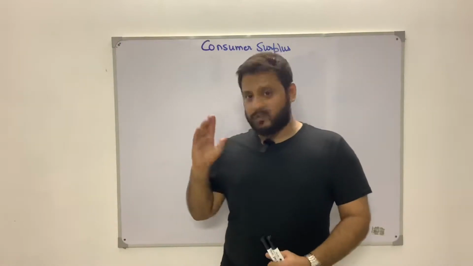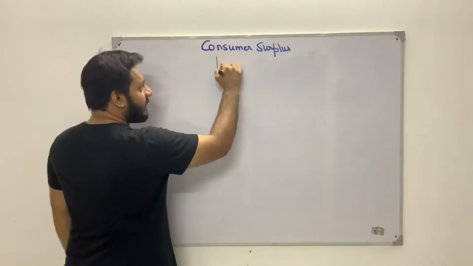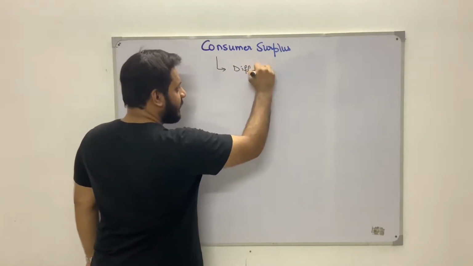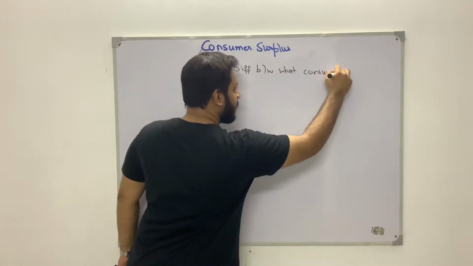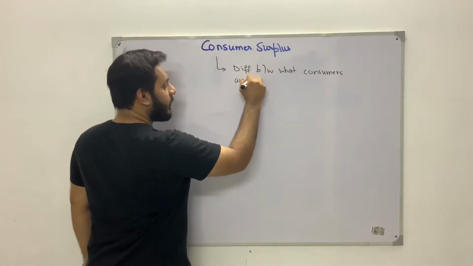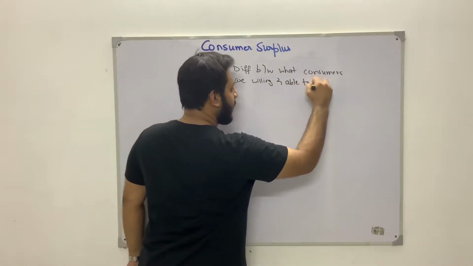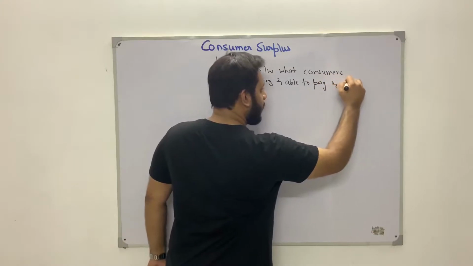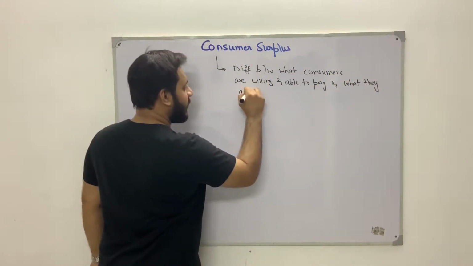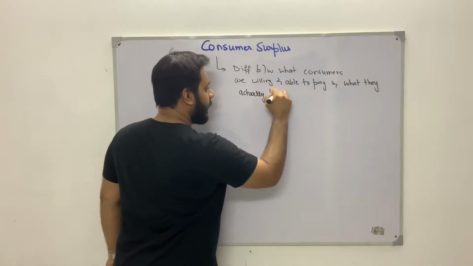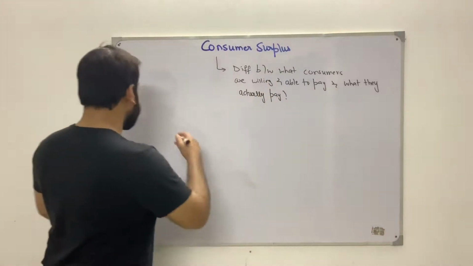Now coming back, let's draw a diagram. Consumer surplus is the difference between what consumers are willing and able to pay and what they actually pay. So guys, now let's draw a demand curve, okay?